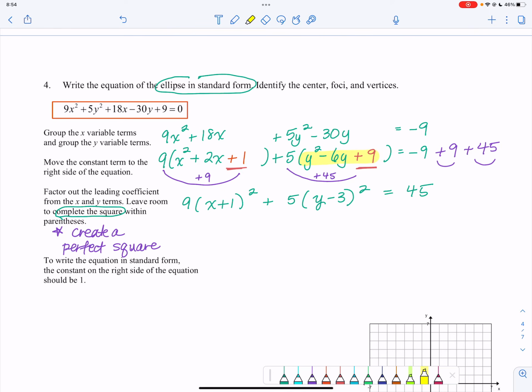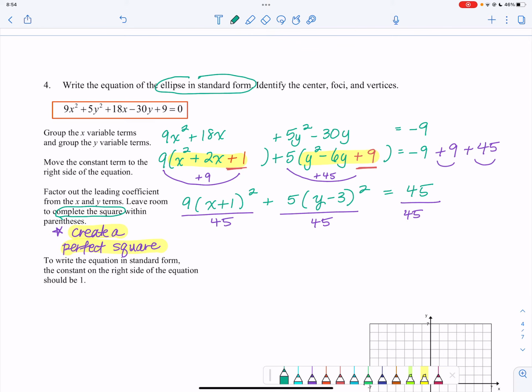And this is a perfect square. We created a perfect square. Okay, so now what are we going to do? We're going to divide. We did this in the last problem. We're going to divide every term by 45 so that we have a 1 on the right-hand side of our equal sign.